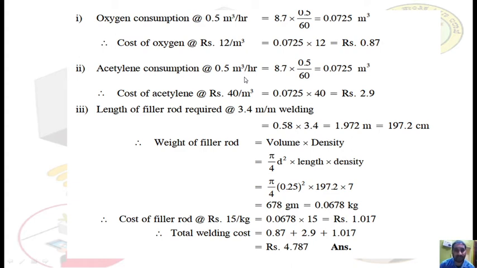The length of the filler rod is 3.4 meter per meter of welding. That means if you weld for 1 meter, we require 3.4 meter of filler rod, but our welding length is only 0.58 meter. So 0.58 multiplied by 3.4 is the requirement. 1.972 meter of filler rod is required.